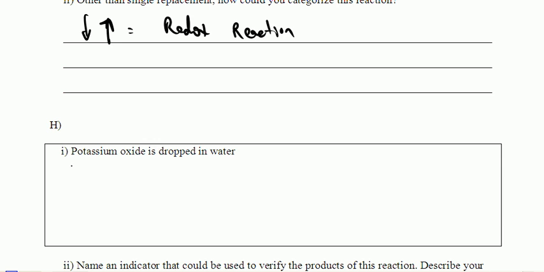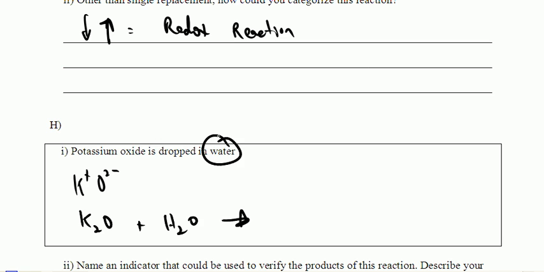Potassium oxide is dropped in water. I see no water words, so I'm going to write this as K2O, dropped in water. I wrote my reactants. I do not see any ions. I do not see two neutral atoms, so I'm going to go to my keywords. My keyword is water. I look on it and I see sodium with an oxide. In this case, it's potassium, and I balance my reaction. I just rewrite it.